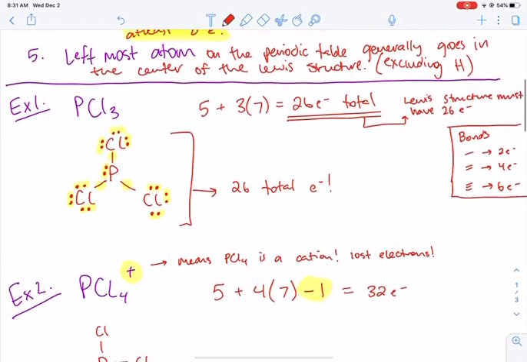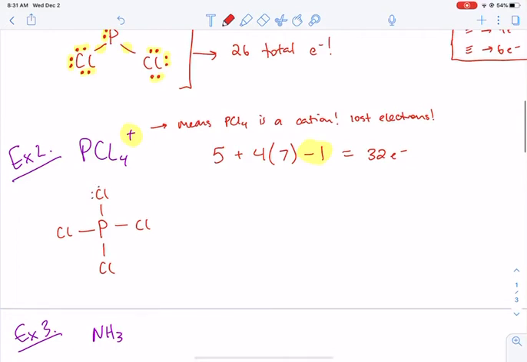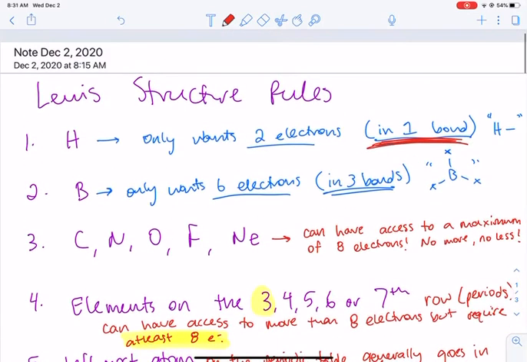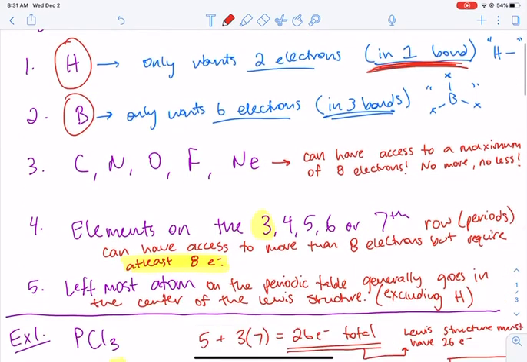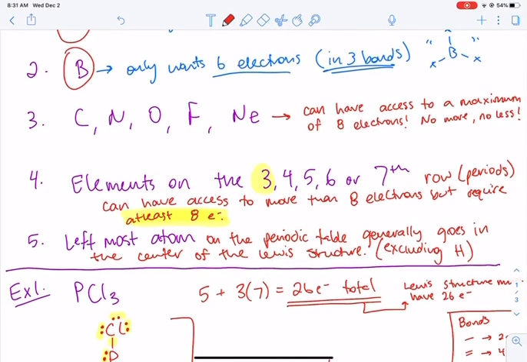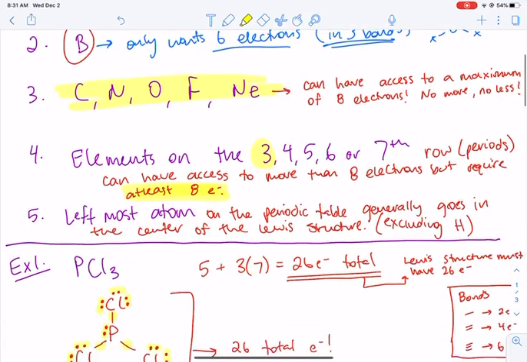Put our chlorines around it. And now we're going to put our lone pairs so that every atom has at least 8 electrons. The only atoms that don't need 8 electrons are hydrogen and boron. Everything else needs at least 8. These guys need exactly 8 and no more, whereas everything else can have more than 8.